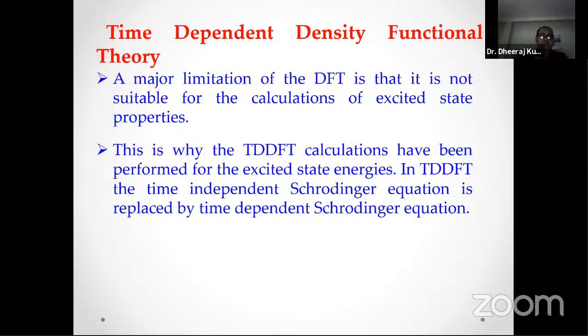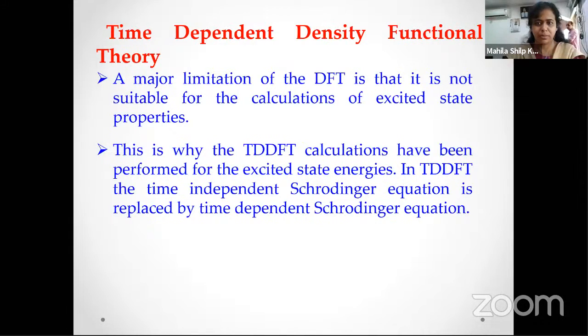So this density functional theory also has limitations. It predicts only the properties of the ground state. But for excited states, we require time-dependent density functional theory. In time-dependent density functional theory, the time-independent Schrodinger equation is replaced by the time-dependent Schrodinger equation.